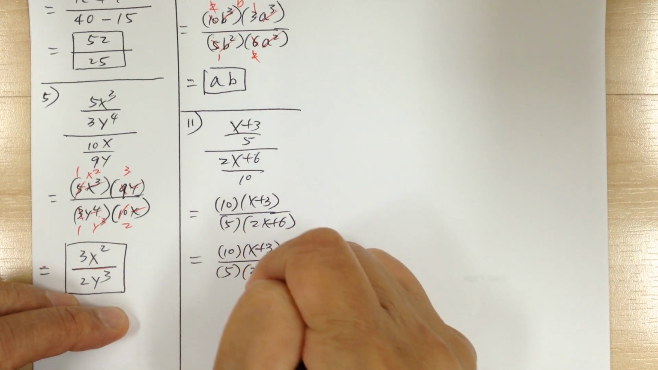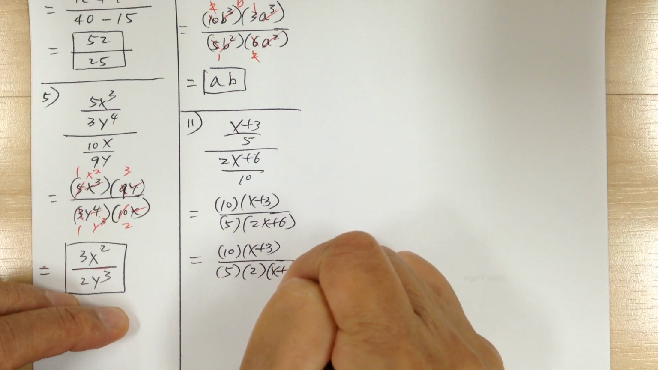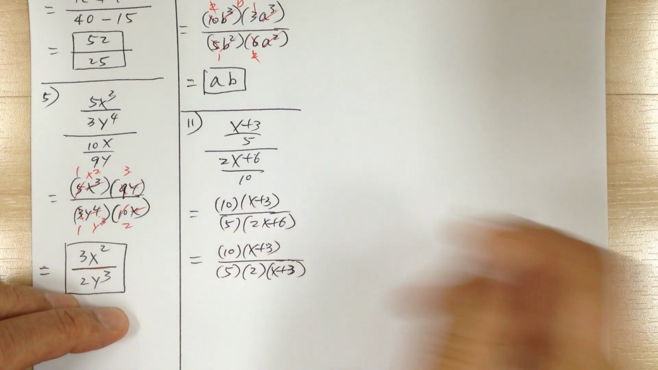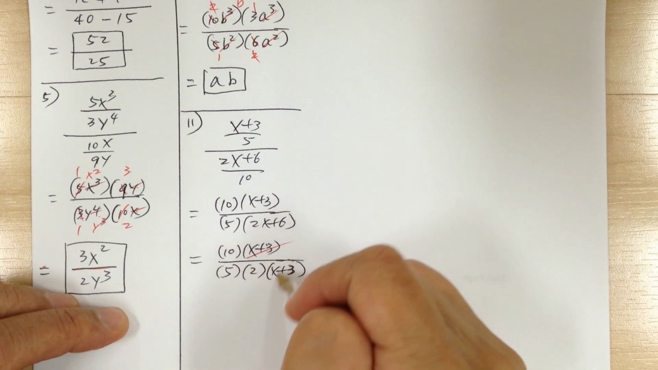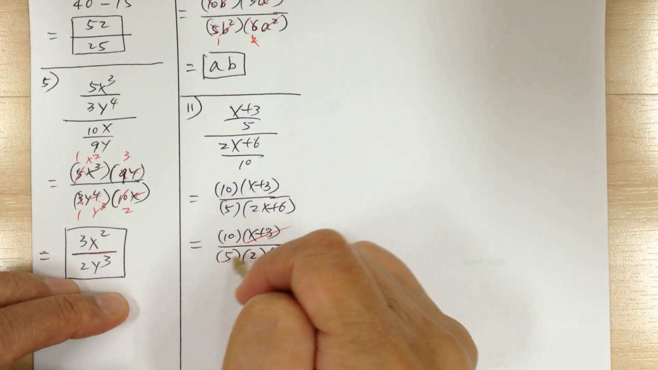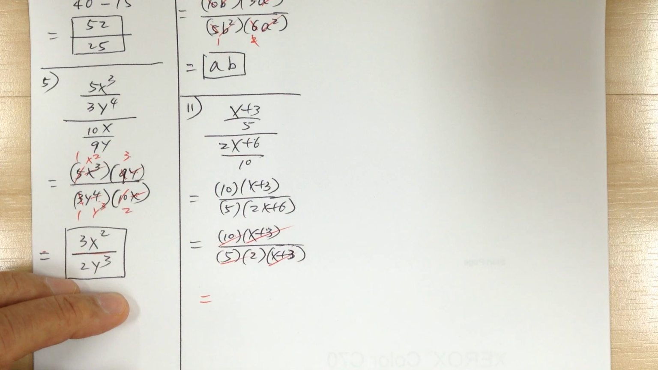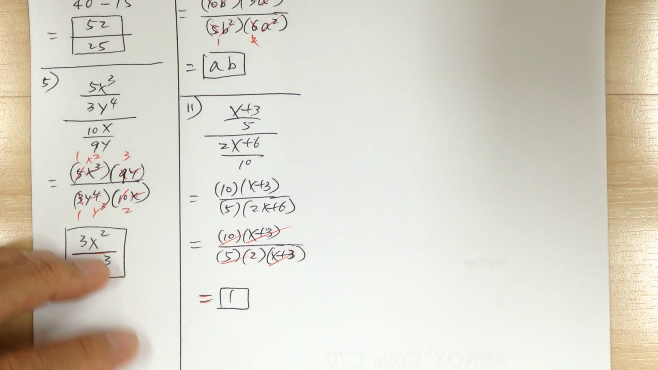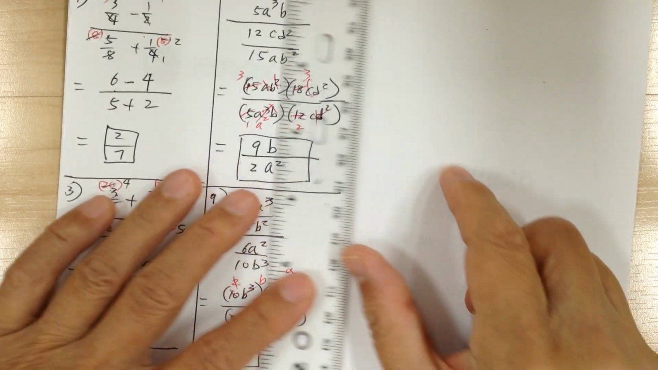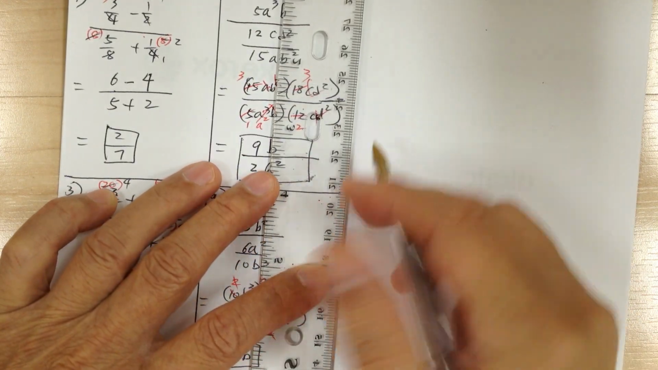So this one you can factor out the 2, so it'd be x plus 3. Okay, and then this can cancel out, and this would be 10 over 10. It cancels out, so answer equal to 1. Okay, let's go to the next one.